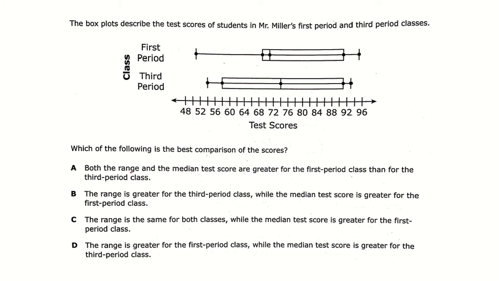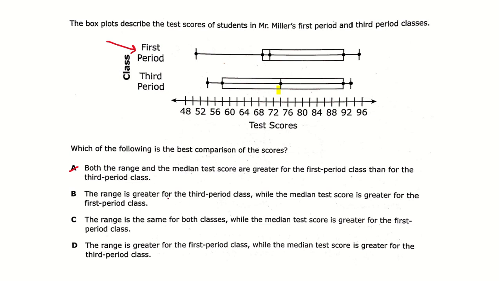A. Both the range and the median test score are greater for first period than for third period. Okay, so first they're saying that the median test score, all right, let's start marking some stuff. The median test score for first period is greater than third period. No, that's not true. We haven't even gotten to the range yet, but the median is not greater, it's less. So it would not be A. All right, moving on.